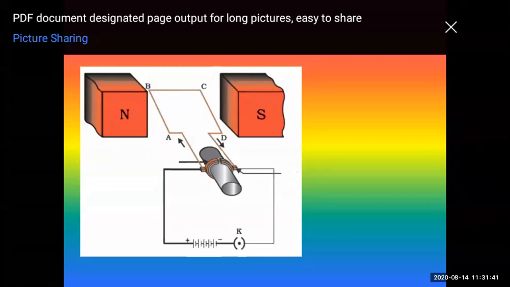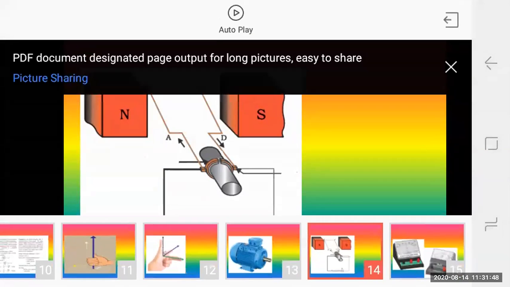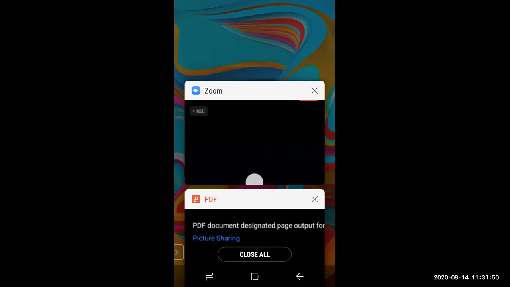That is why it is called an AC generator. So what do we call this generator, students? AC generator. Now that is about the AC generator.